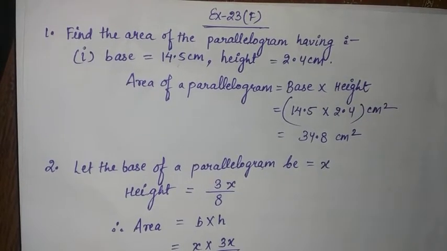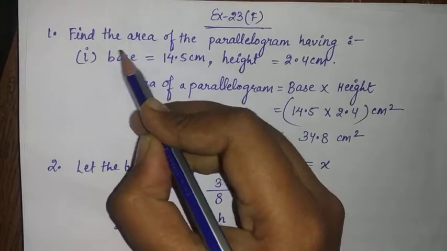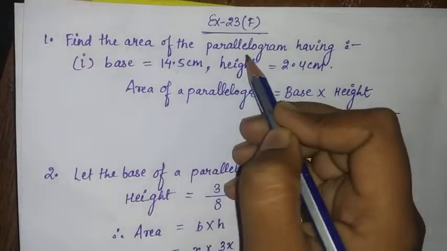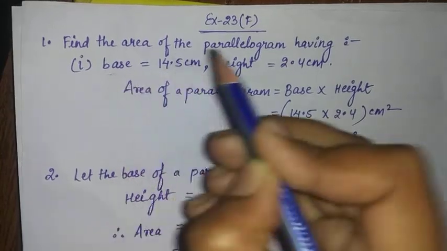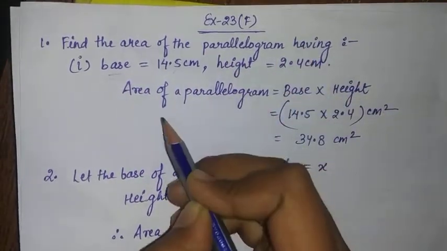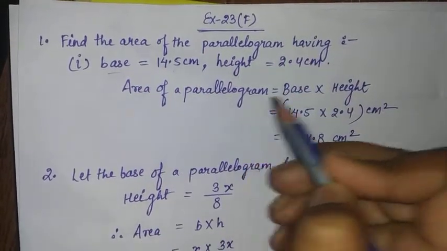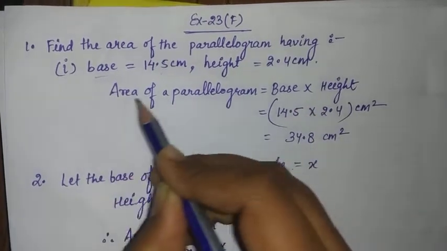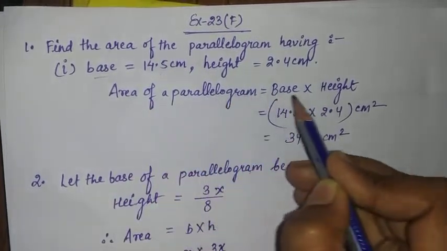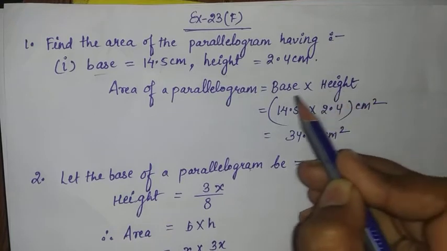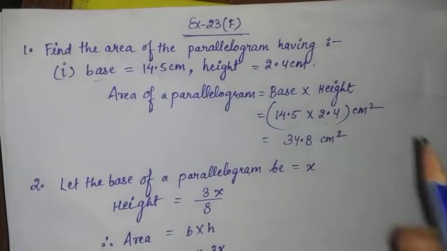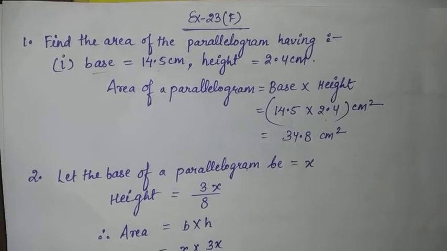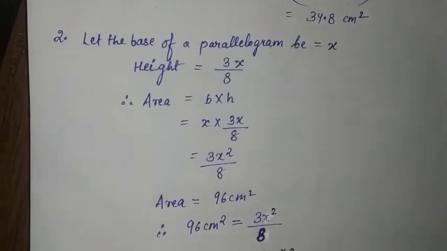So in the first question, it is given to find the area of the parallelogram having base and height. Means base is given and height is given. So area of the parallelogram will be base into height. This is the formula of area of parallelogram. So the formula is base into height. So just multiply 4.5 into 2.4. We will get 34.8 centimeter square.